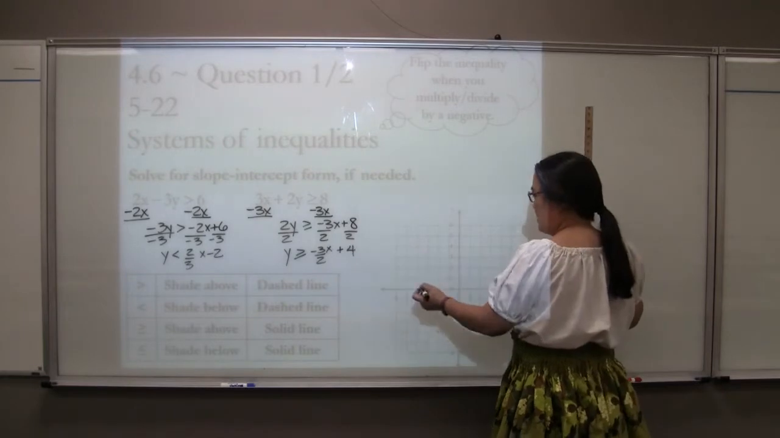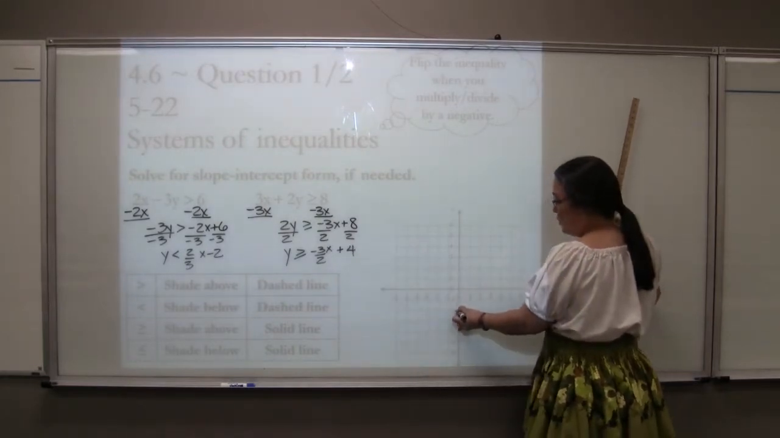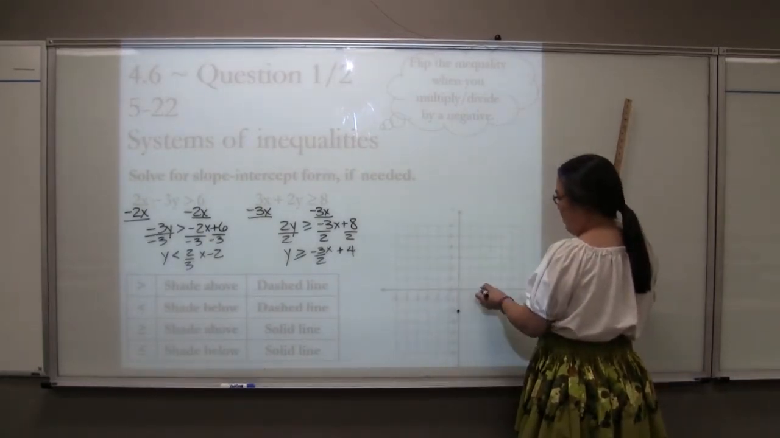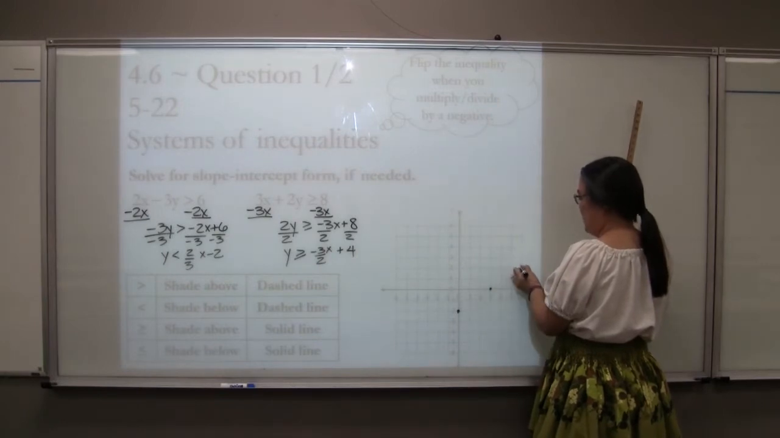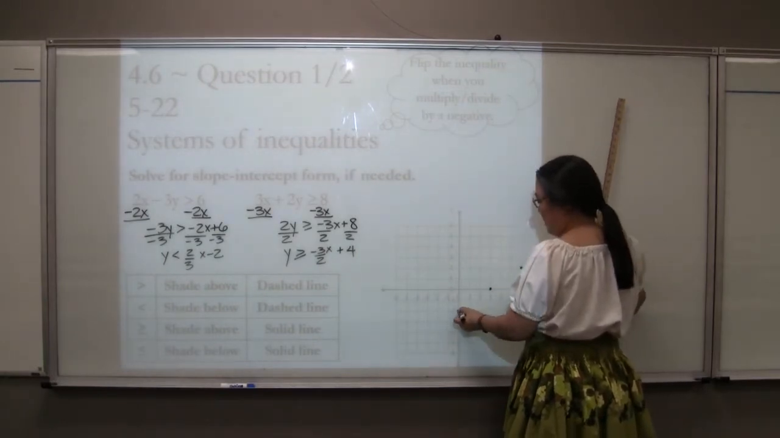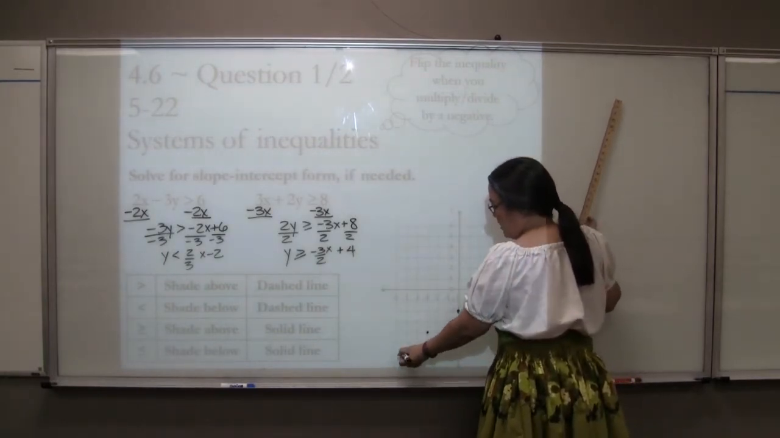So we have that one starting at -2 and going 2 over 3: up 2, right 3, make a dot, up 2, right 3, make a dot, down 2, left 3, down 2, left 3, down 2, left 3, down 2, left 3.